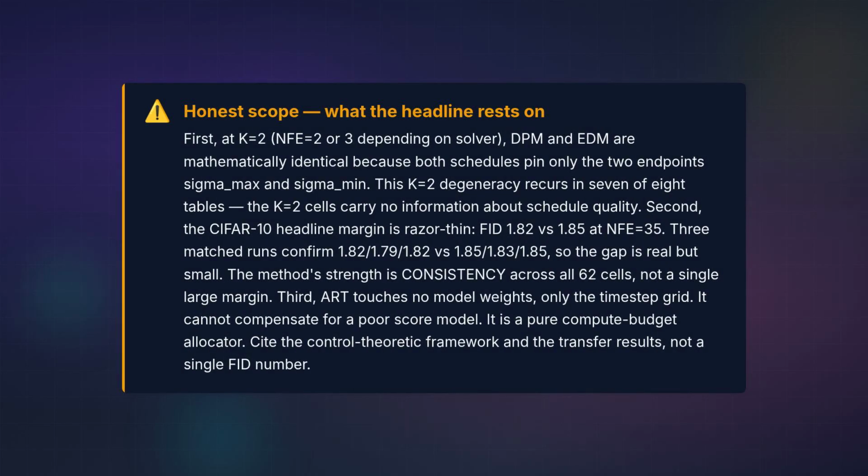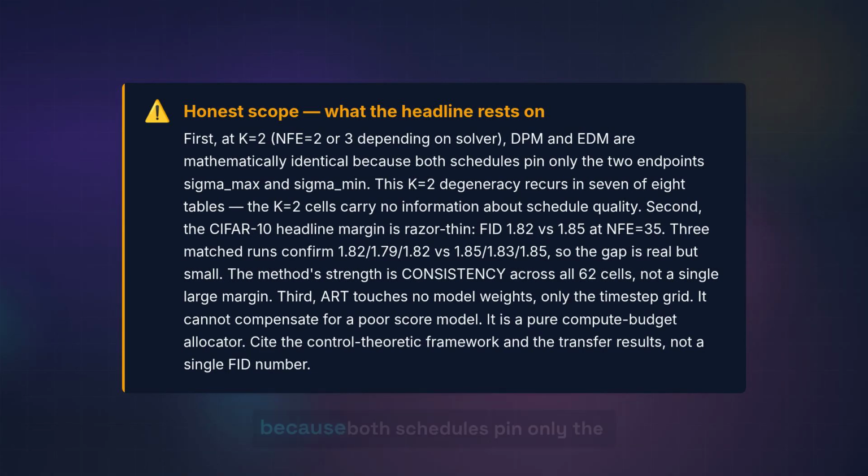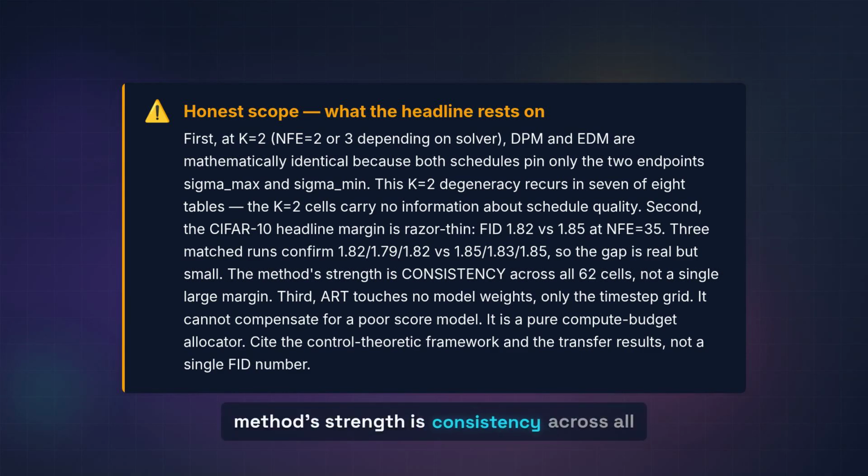3 honest caveats. First, at K 2, meaning NFE 2 or 3 depending on the solver, DPM and EDM are mathematically identical because both schedules pin only the 2 endpoints, sigma max and sigma min, so their grids coincide. This K 2 degeneracy recurs across 7 of 8 tables. Second, the CIFAR10 headline margin is razor-thin, FID 1.82 versus 1.85 is within noise on a single benchmark. The method's strength is consistency across all 62 cells, not a single large margin.